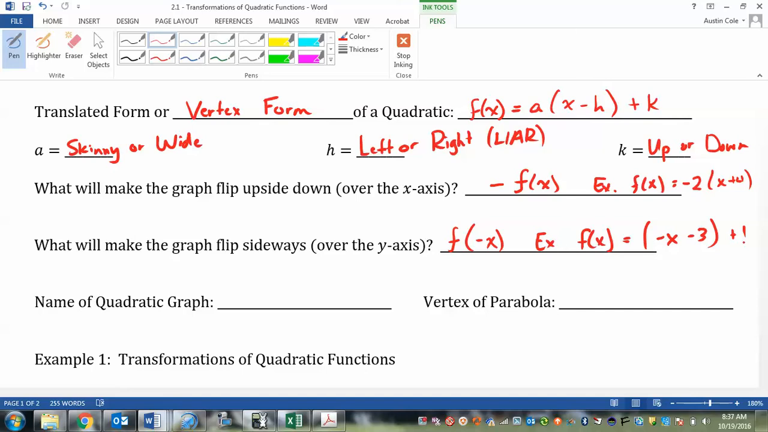Now, the name of a quadratic graph, I just said it, parabola. Okay, and the vertex would be a new term. Vertex in algebra means the highest or lowest point on the graph. Okay? And the vertex is going to be the point H, comma, K.